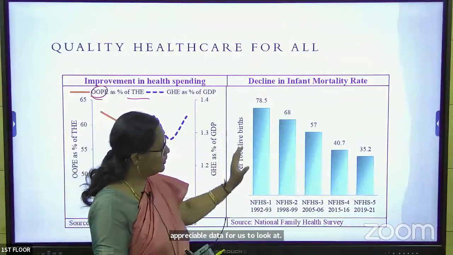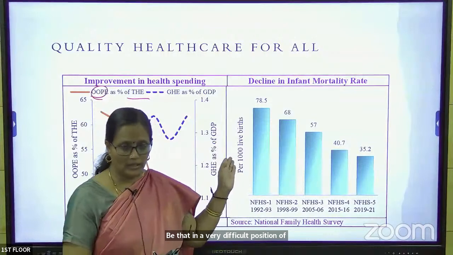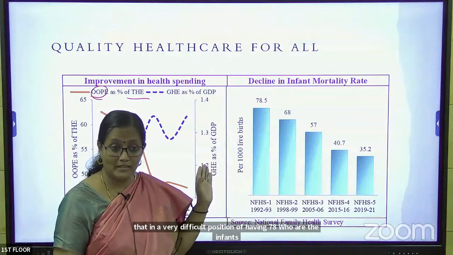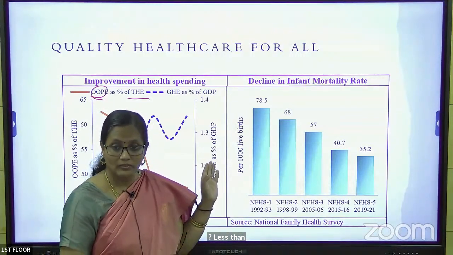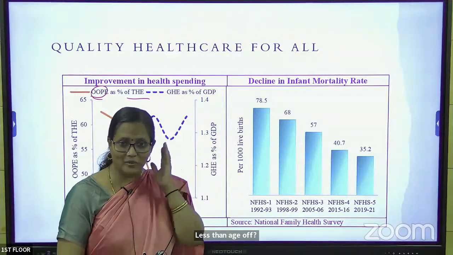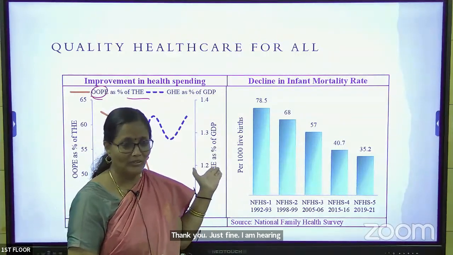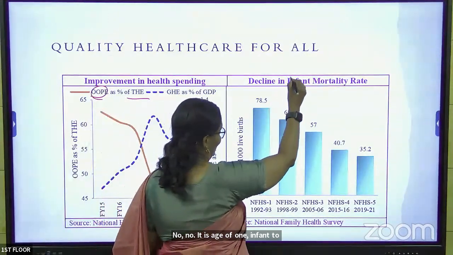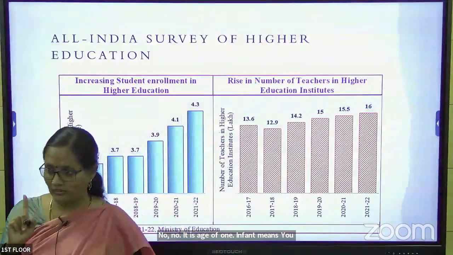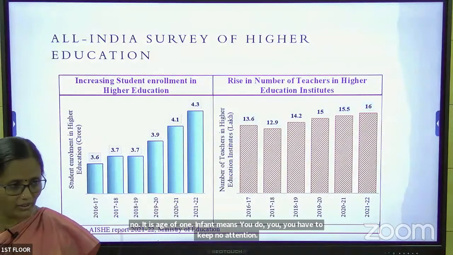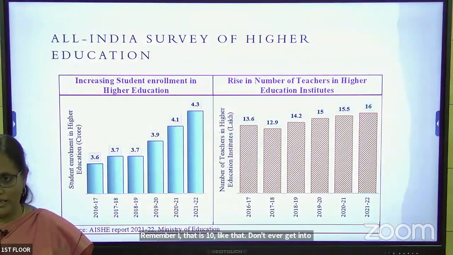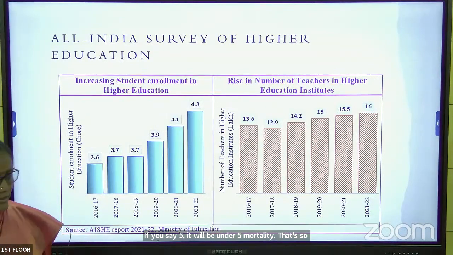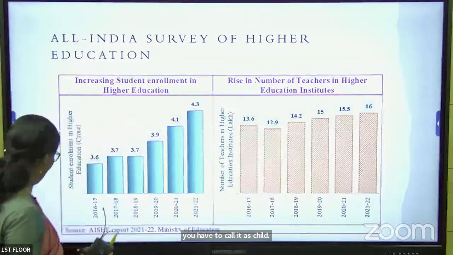We were in a very difficult position of having 78. Who are the infants? Less than the age of? Huh? Why this 5? I am hearing 5. Did we say 5? No, no. It is age of 1. Infant means, you remember I, no? Remember I, that is 1. Remember like that. Don't ever get into the data of 5. If you say 5, it will be under 5 mortality. That's how you have to call it, child mortality. Infant means less than 1 year of age.